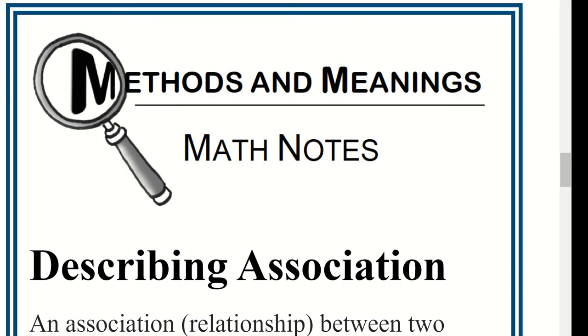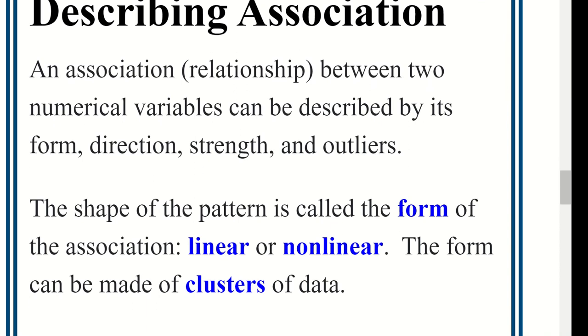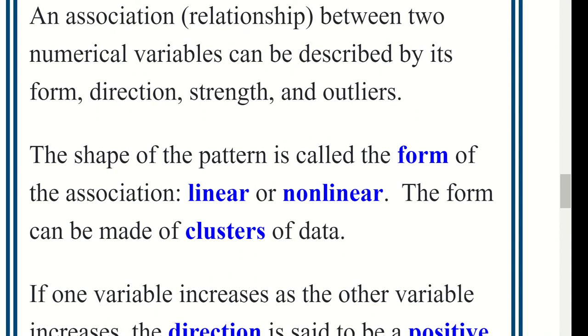So this is titled Describing Association. An association relationship between two numerical values can be described by its form, a direction, a strength, and outliers. Form, direction, strength, outliers. The shape of the pattern is called the form.